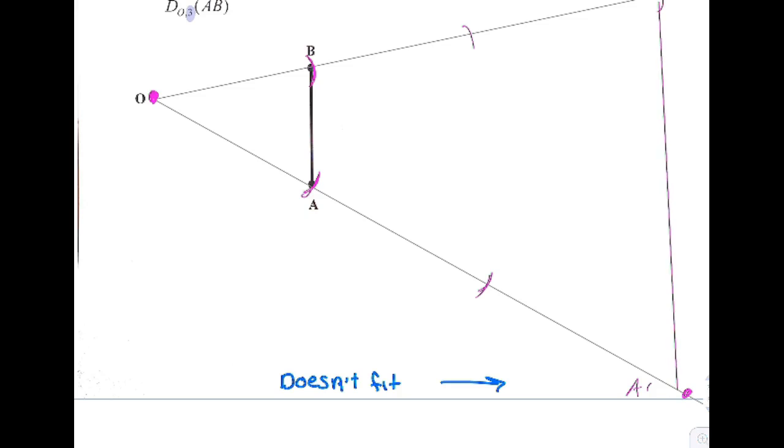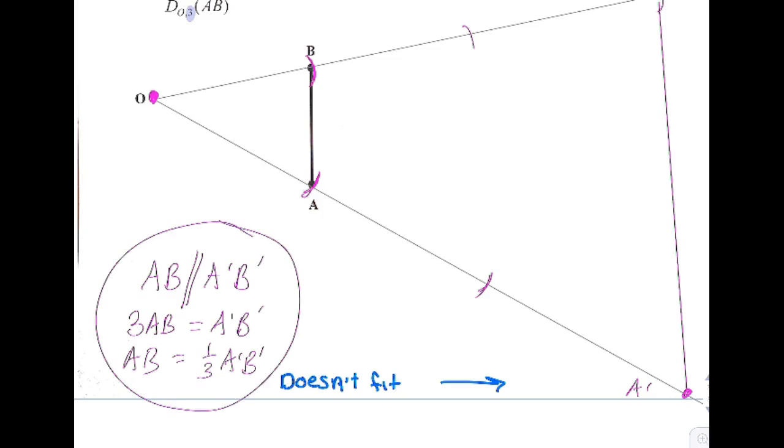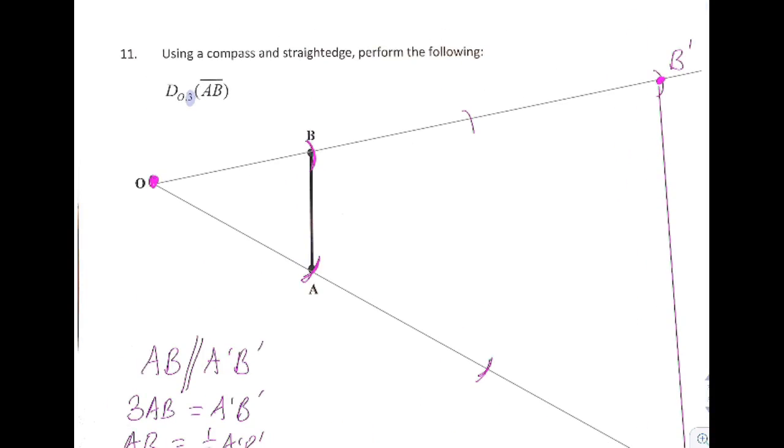And when you connect those, something to remember is that AB is parallel to A prime B prime. In this case, 3 ABs equal 1 of the bigger A prime B primes. And one little one is 1/3 of the image A prime B prime. So all those things are 3 separate true statements that you might want to know. But that's how you do the construction if you tripled it.